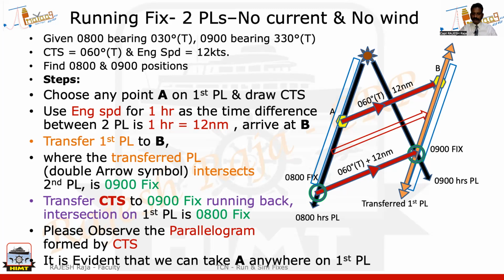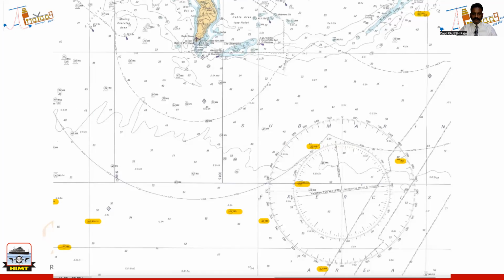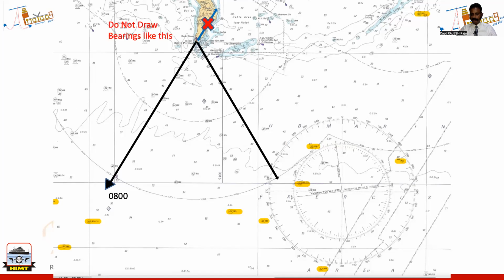I'm going to show you the same question on a piece of chart. I've shown you Bill of Portland. Please look at the steps. Draw the first bearing in the reciprocal direction. Mark an arrow here. Timestamp it. Do not draw 030 from here. The second PL, mark it again from Bill of Portland in the reciprocal direction of 330. And do not draw 330 from Bill of Portland. Please remember, this is important.